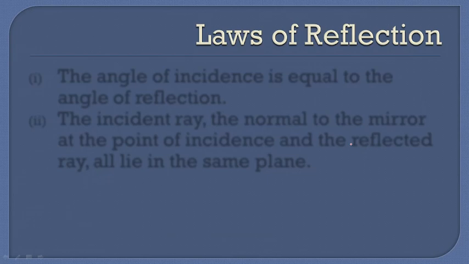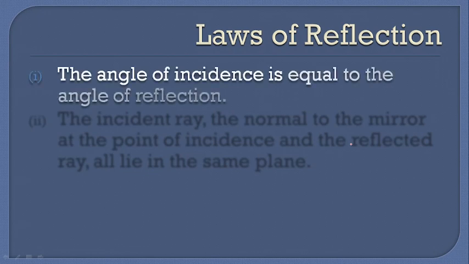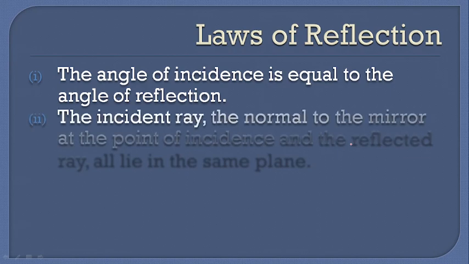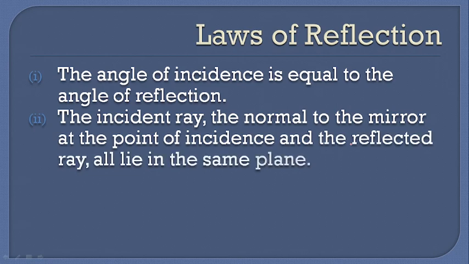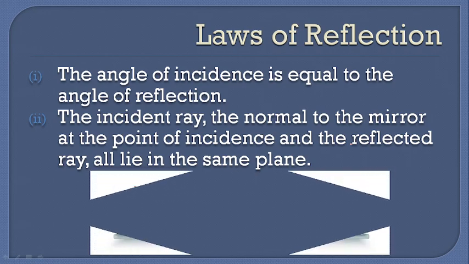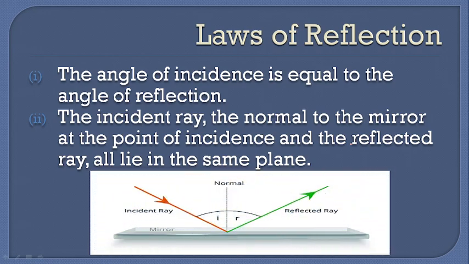Then comes the laws of reflection. There are two laws of reflection. The first law says that the angle of incidence is equal to the angle of reflection. The second law says that the incident ray, the normal to the mirror at the point of incidence, and the reflected ray all lie in the same plane. Let us first go through the first law of reflection.